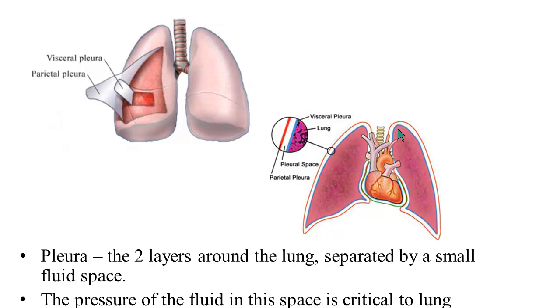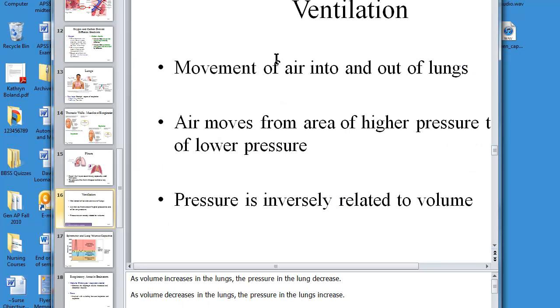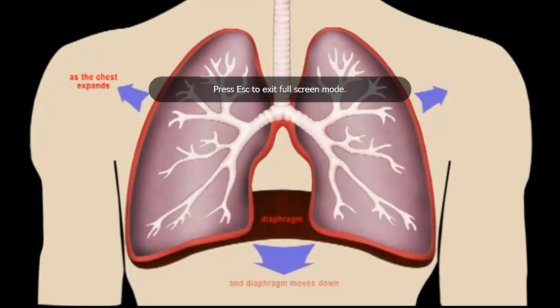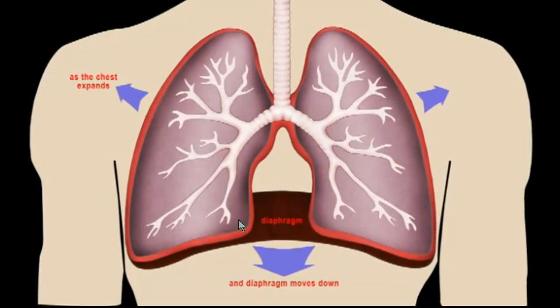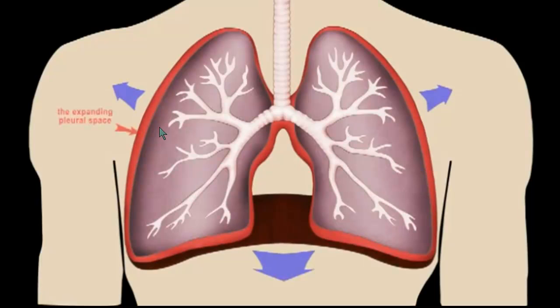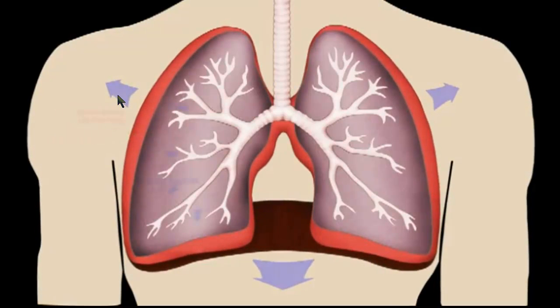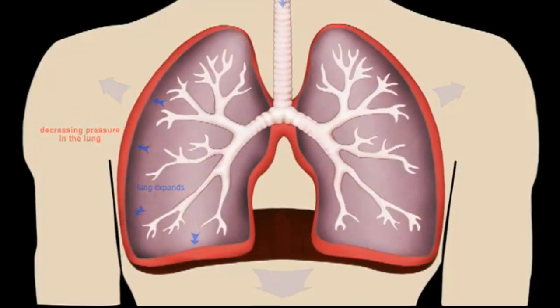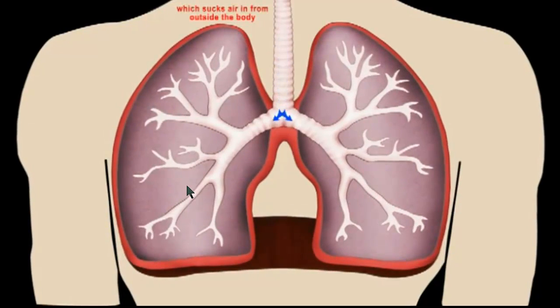So we have a nice animation here to show you the process of ventilation. There isn't any sound with it, but it's a great animation. Here we can see the diaphragm moving down, and the external intercostals pull the ribs out, and that causes the lungs to expand. We can see the lungs are getting bigger. So we have an increased volume. That causes a decreased pressure inside the lungs, and air flows in from the outside.